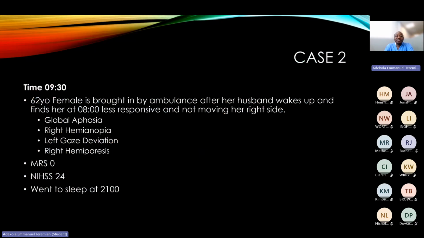All right, so we've got a second case here, which is a 62-year-old female. She was brought by ambulance after her husband found her at about 8 a.m., less responsive and not moving her right side. She was aphasic and NIHSS was 24, which is a severe disabling stroke. She went to bed at about 9 p.m.